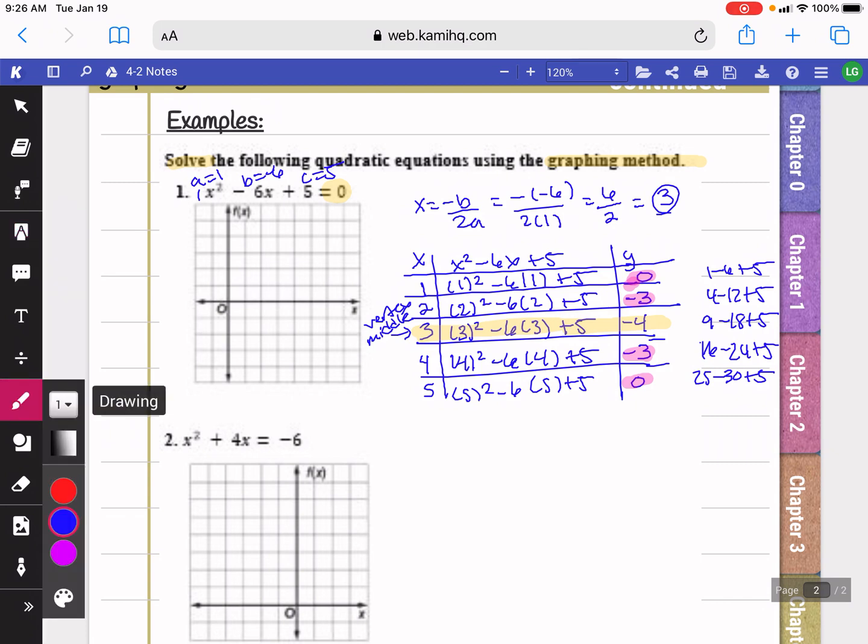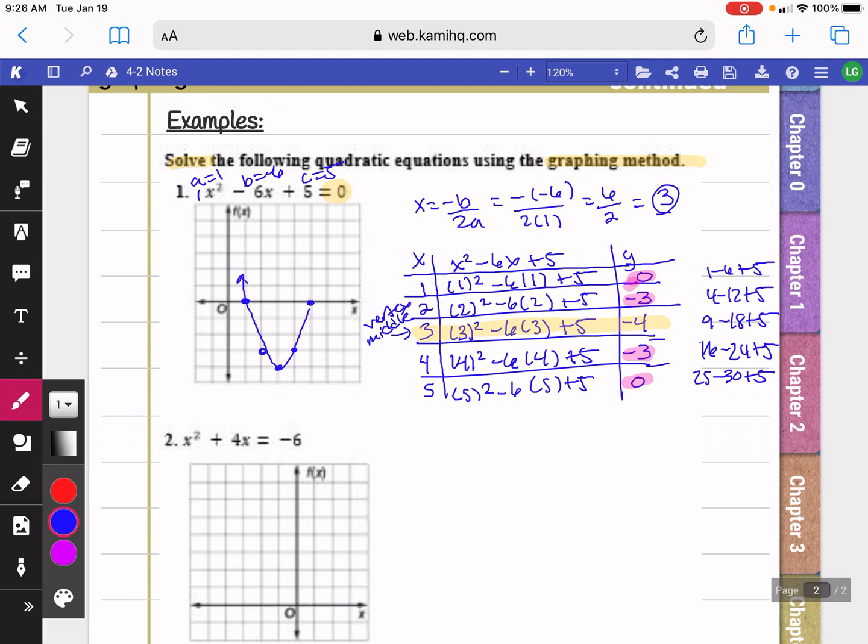So I'm going to go ahead and graph this. I have my first point at 1, 0. Then I have a point at 2, negative 3. Then 3, negative 4. 4, negative 3. And 5, 0.